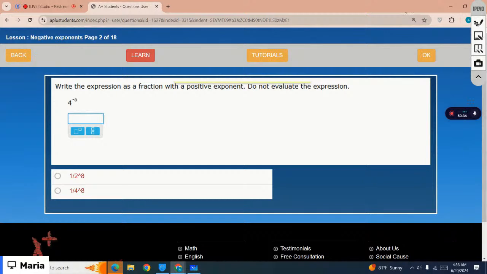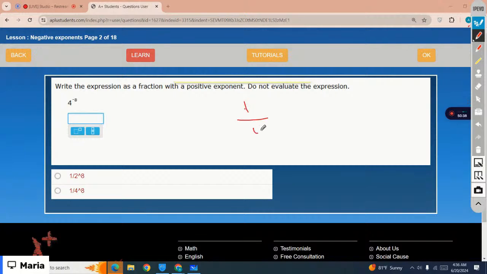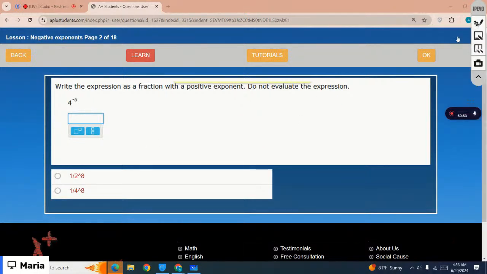Yes, now you have the negative exponent. You can make the exponent positive by writing it in the denominator. So that is vice versa. Either you write it in the denominator, or in the numerator you have to write it with the negative exponent. Got it? So that would be 1 over 4 exponent 8. The correct option is option number 2. Got it?